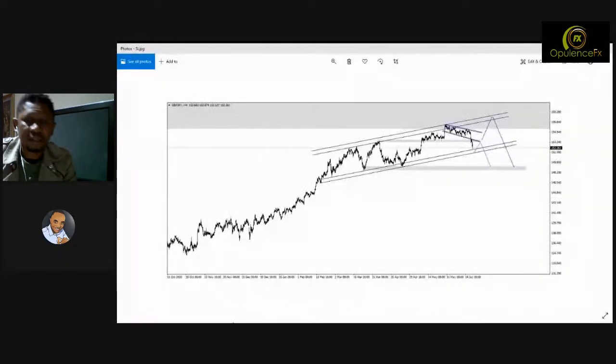There it is. It's a chart, a beautiful chart of the GBP USD, as you can see there, sir. Okay. Yes. Nice.